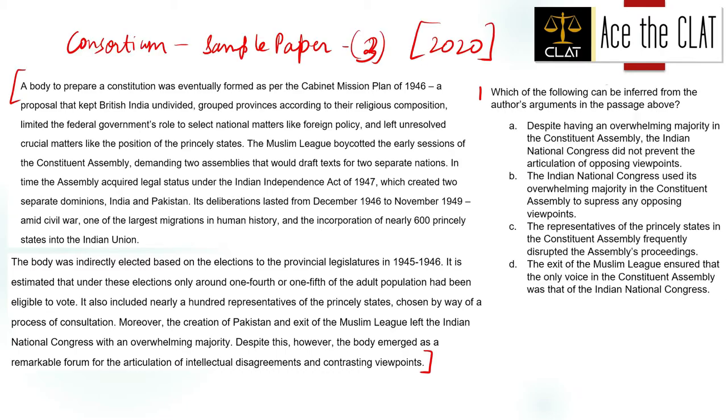A body to prepare a constitution was eventually formed as per the cabinet mission plan of 1946, a proposal that kept British India undivided, grouped provinces according to their religious composition, limited the federal government's role to national matters like foreign policy, and left unresolved crucial matters like the position of the princely states. Okay, kya samjha humne?